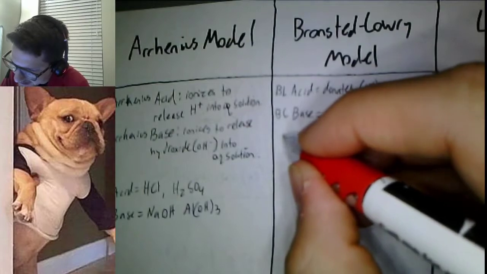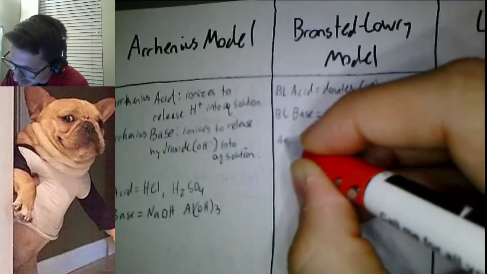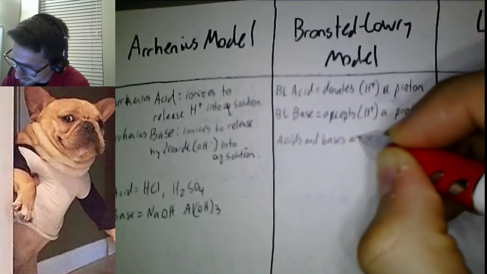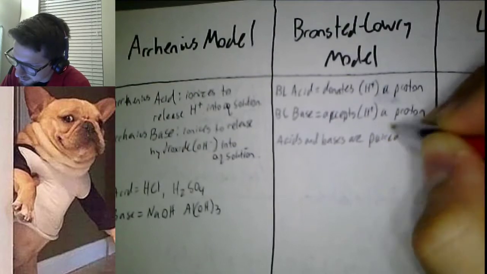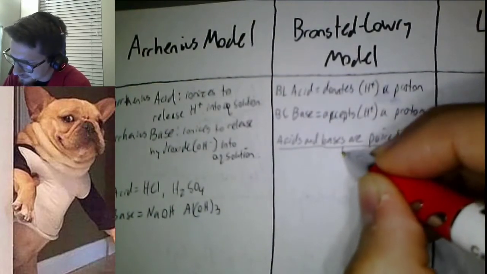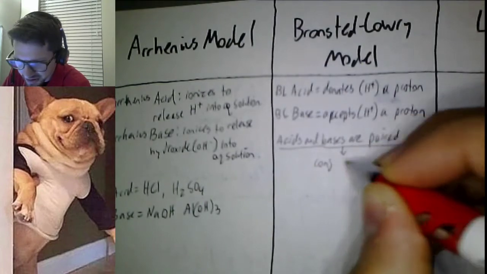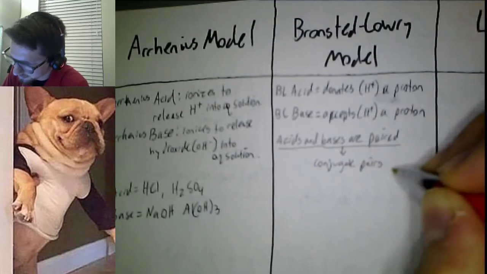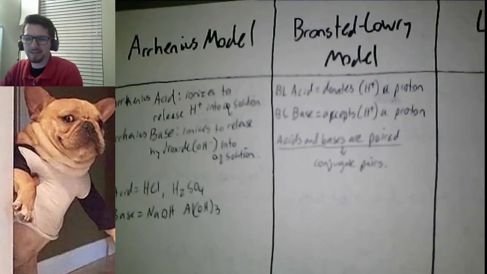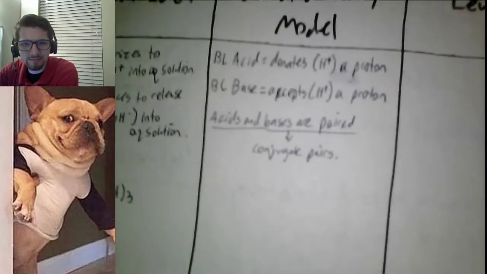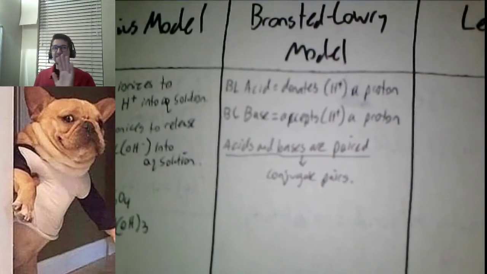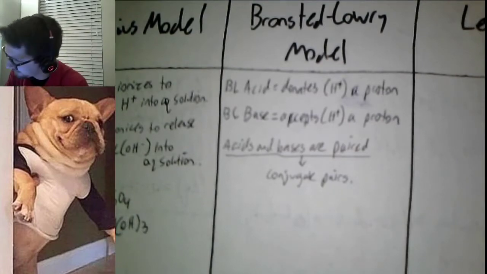He looked at it as acids and bases are paired. And he called this conjugate pairs. I wish it was clearer on this camera. Anyway, conjugate pairs. So if an acid's giving and a base is receiving, those two things are paired together. They're connected.